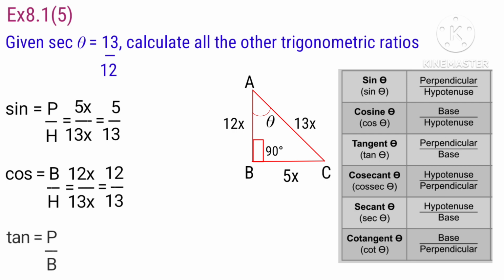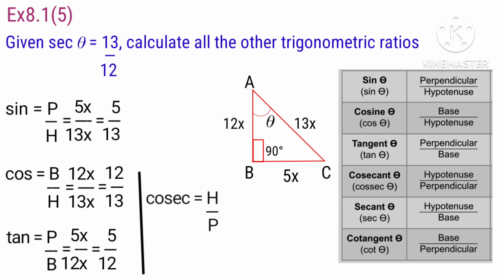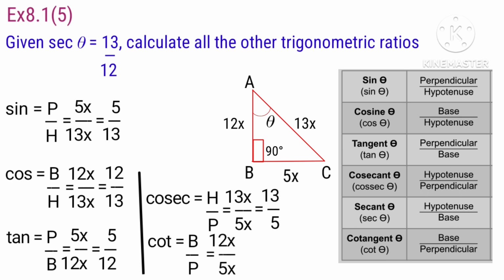Next, tan theta, that is equal to perpendicular divided by base, that is equal to 5x divided by 12x, that is equal to 5 divided by 12. Next, cosecant theta, that is equal to hypotenuse divided by perpendicular, that is equal to 13x divided by 5x, that is equal to 13 divided by 5. Next, cot theta, that is equal to base divided by perpendicular, that is equal to 12x divided by 5x, that is equal to 12 divided by 5.